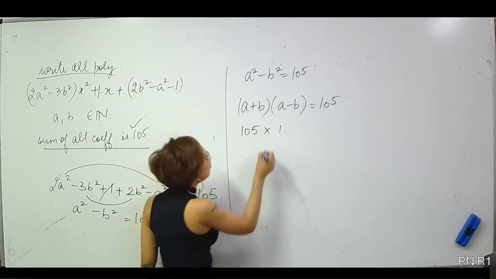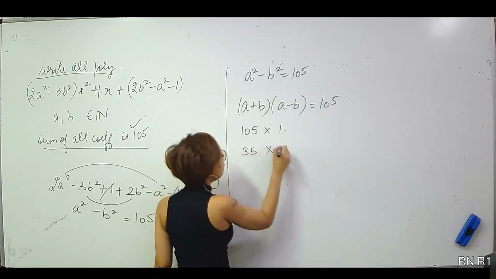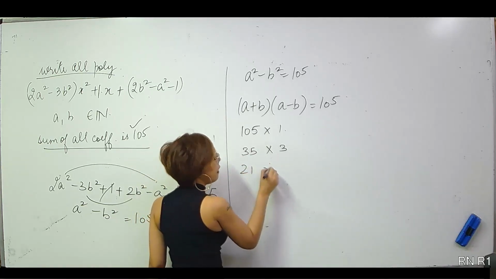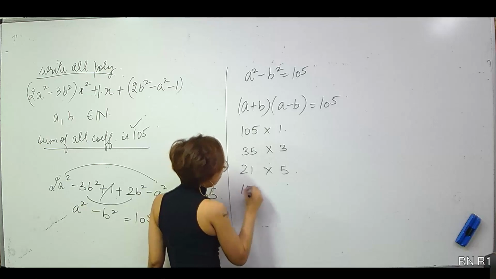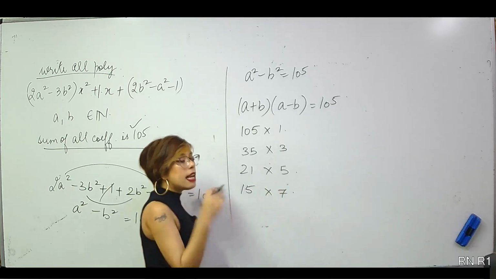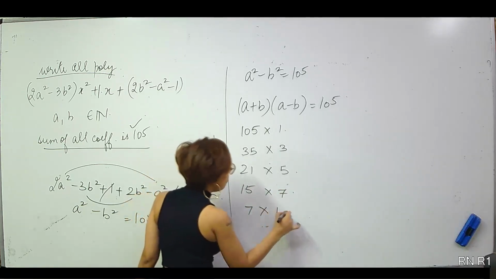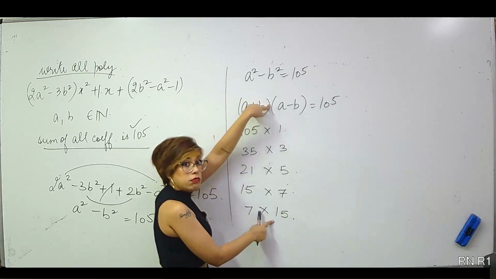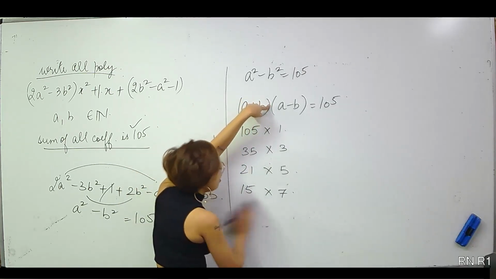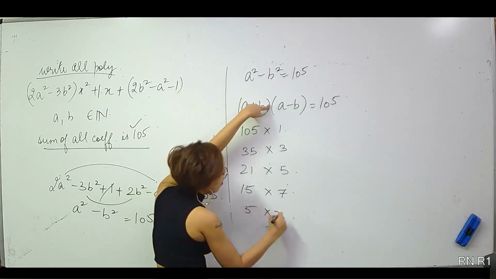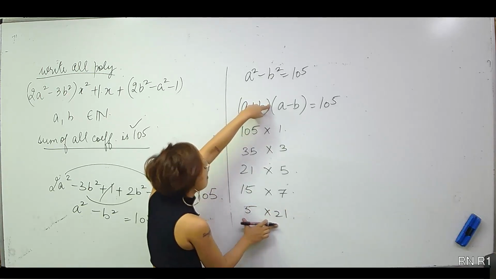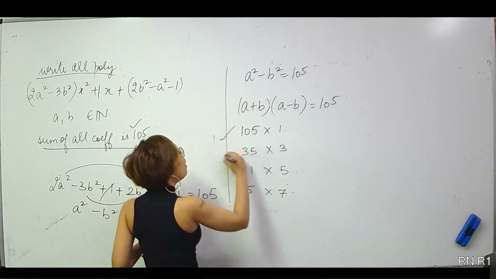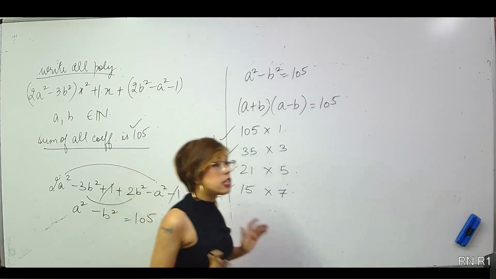Right? The next one would be 35 into 3. Right? Next one would be 21 into 5. Then 15 into 7. Then next one would be 7 into 15. But the sum of two natural numbers is 7 and the difference is 15. That is why I will not take this one. Also, I will not take 5 into 21. Also, I will not take 3 into 35. Also, I will not take 1 into 105. These are the only four cases from which I might get the solution.